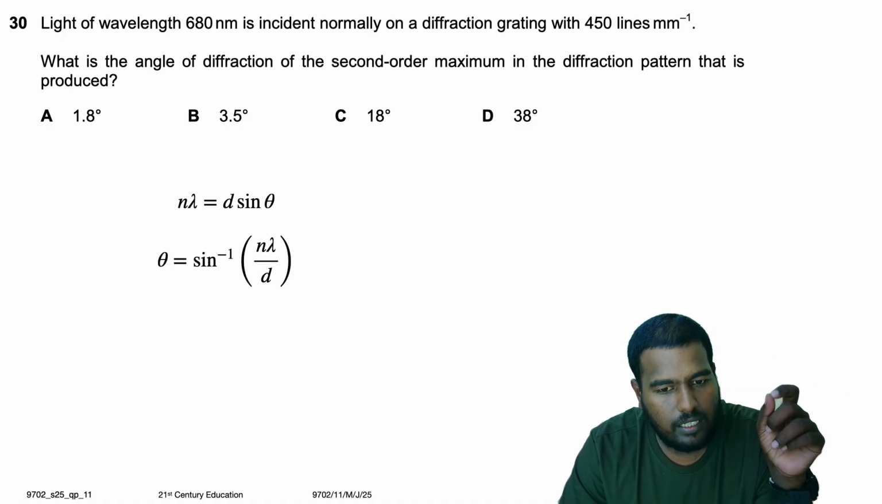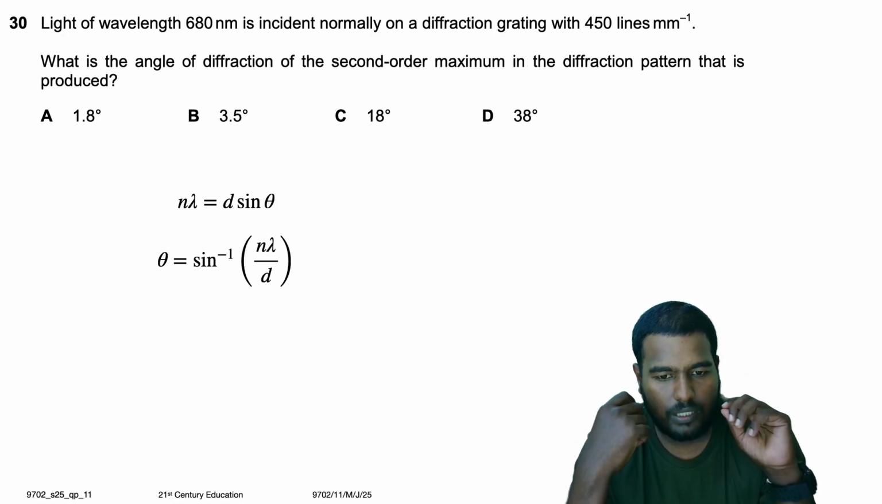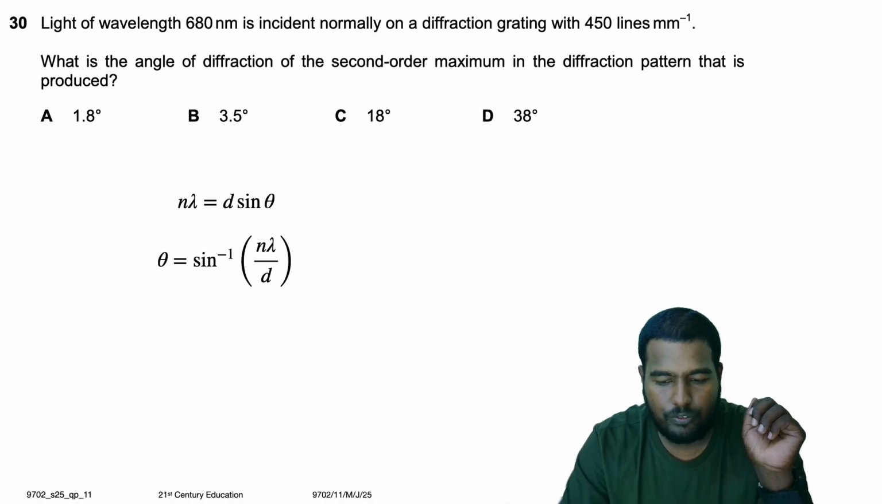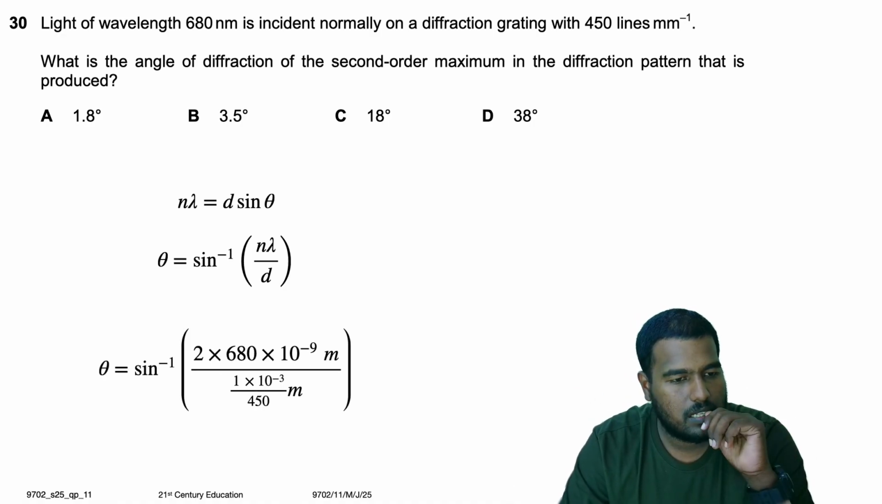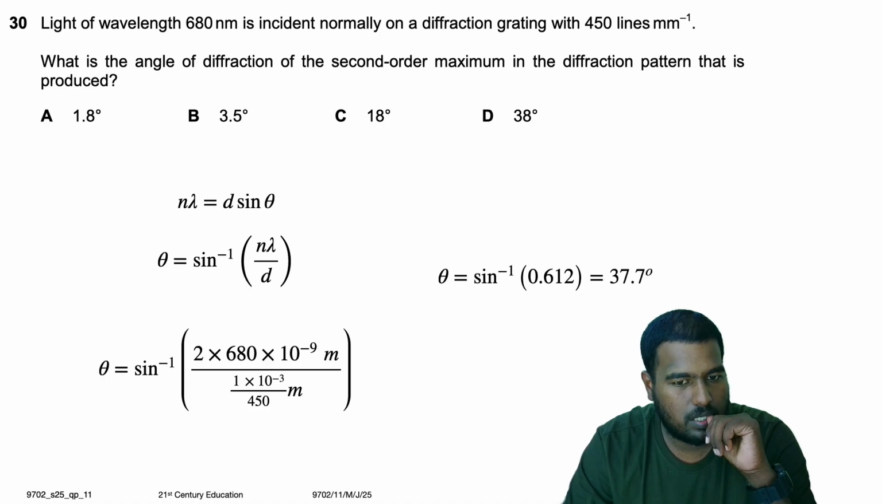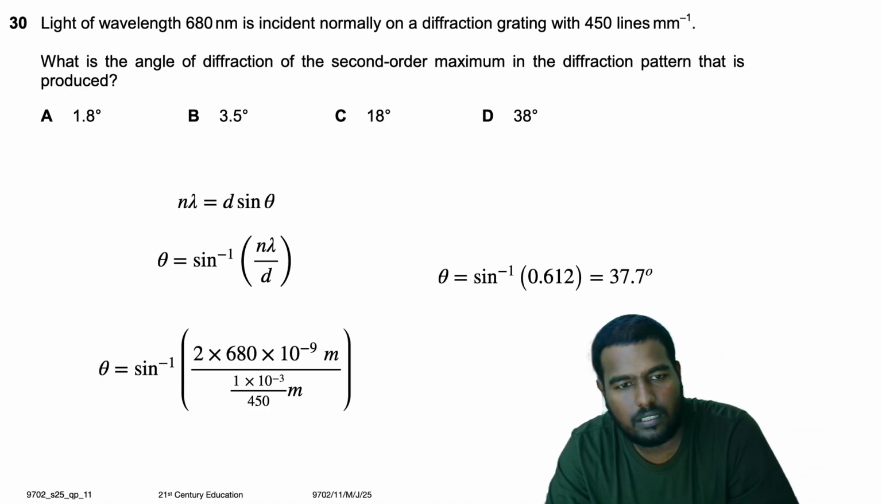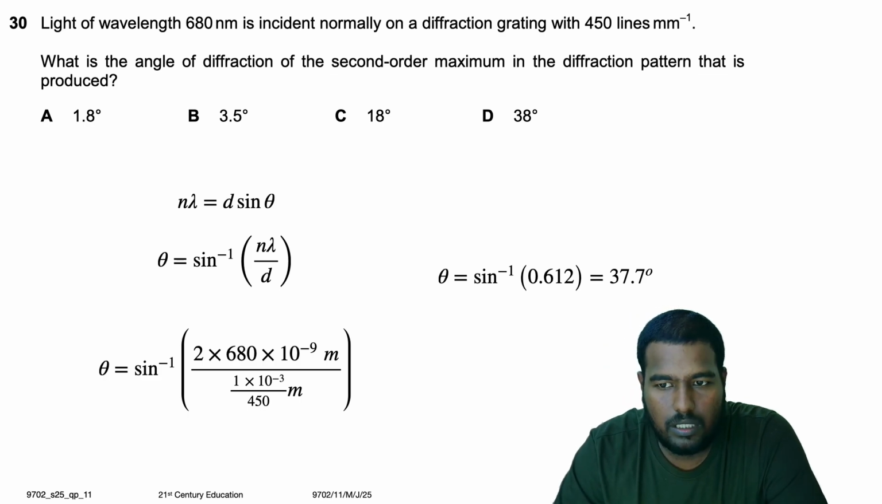So how to find d? In 1 millimeter, it has 450 lines. So what is the width of one line? So 1 millimeter divided by 450. So if we do the calculation, then we get 0.612. So sine inverse of 0.612 is 37.7 degrees, 38 degrees. Option D.